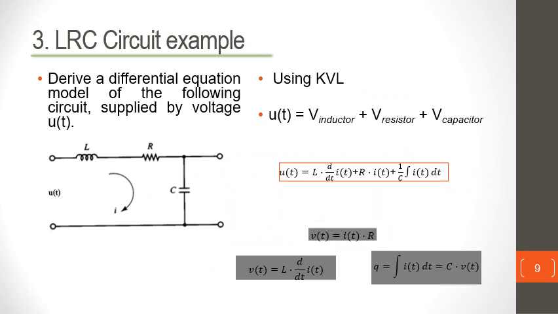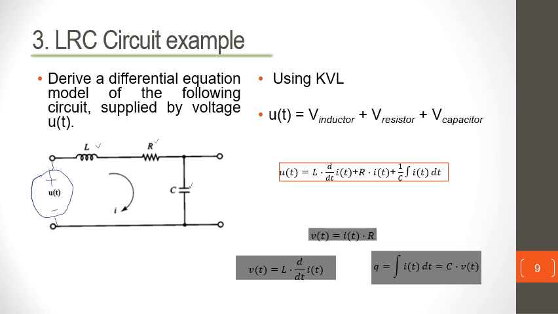Now let's look at an example. So we have a circuit here, and we need to derive a differential equation model for a circuit with a supply voltage U(t), supplying the following elements: an inductor L, a resistor R, and a capacitor C.